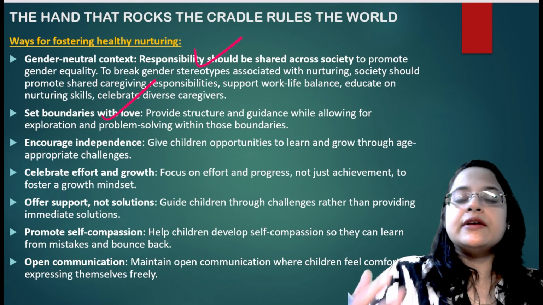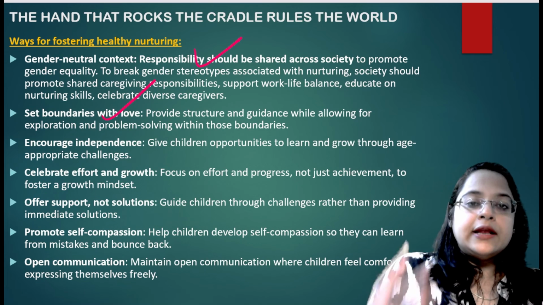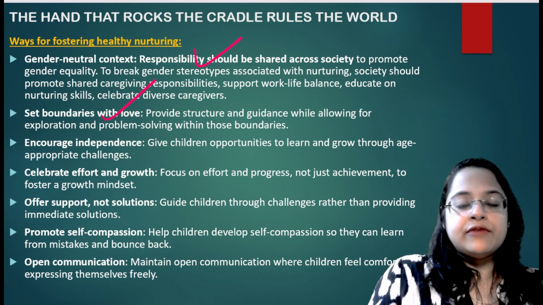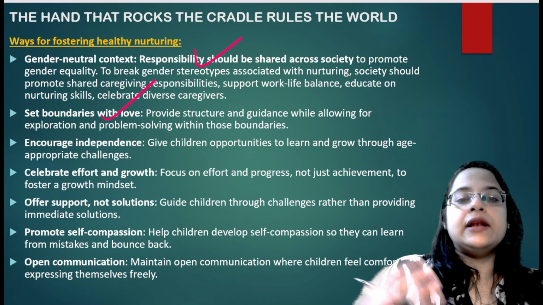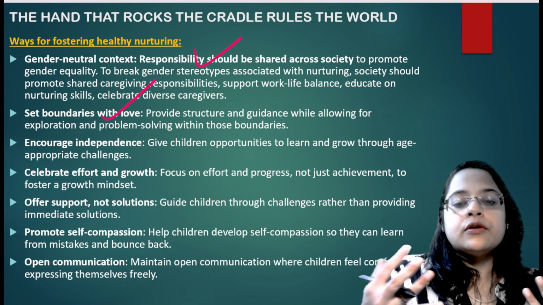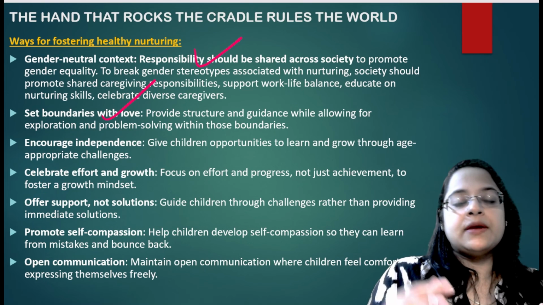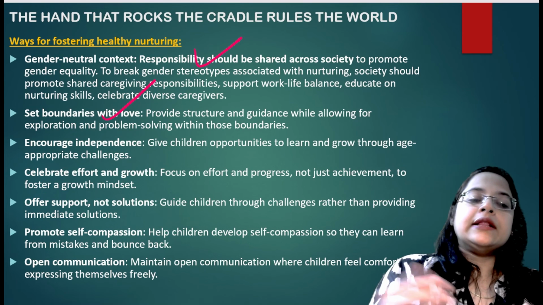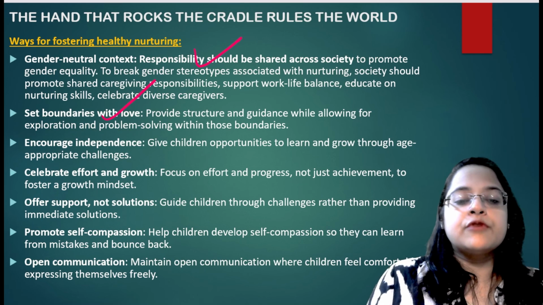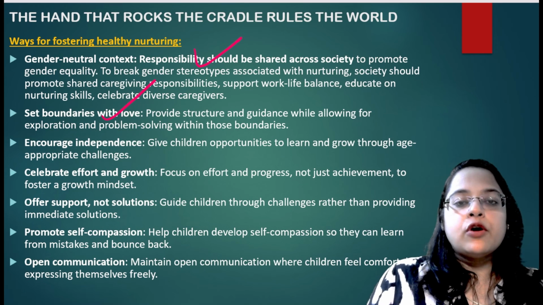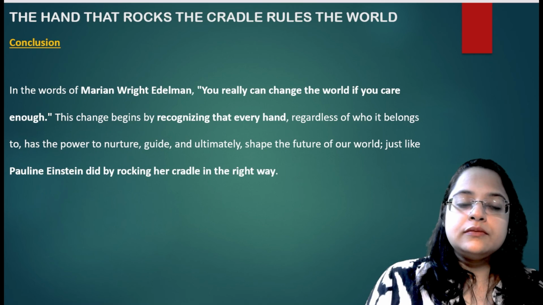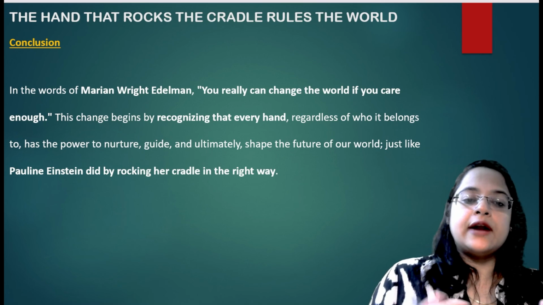We should not be concerned about giving solutions to them, so that they learn how to face challenges by themselves. When we provide them immediate solutions to every problem, then they become spoon-fed. They will be less resilient. They will be less adaptable to the challenges. So we should be guiding them to face the challenges by giving them assistance and support only. Okay, then we should be promoting self-compassion. We should be helping children develop self-compassion so that they can learn from mistakes and bounce back. We should also be involving open communication where children will feel very comfortable expressing themselves freely. Right? So these are the ways for healthy nurturing we can write.